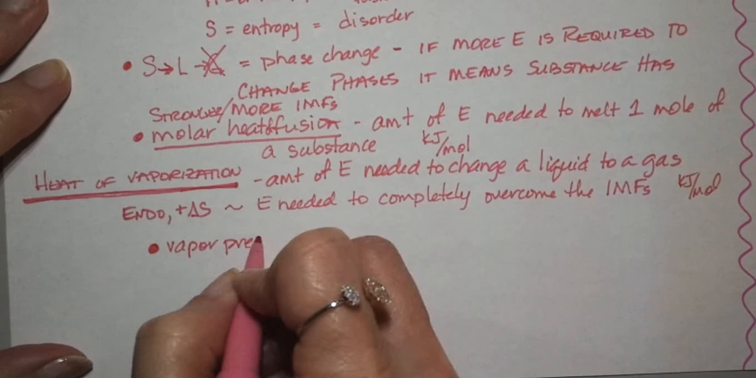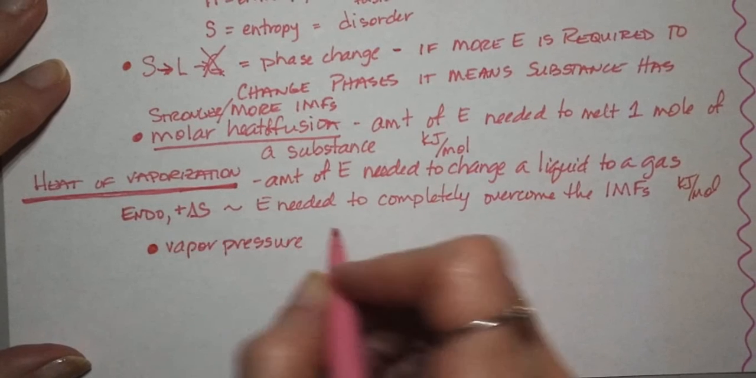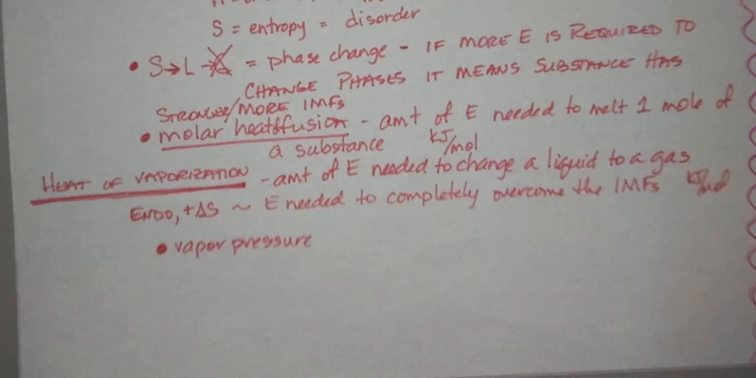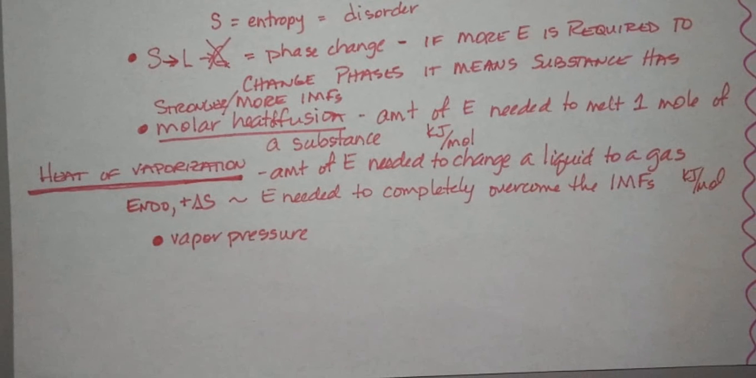Okay, so why do we have a different boiling point at sea level than we do in the mountains? Why does water boil at 100 degrees at sea level and 97 or 96 in the mountains? You've known that for a long time. The reason is vapor pressure. The boiling point is when the vapor pressure equals the atmospheric pressure. When you reach that, a substance is going to boil, right?